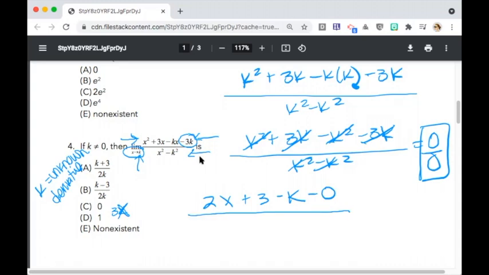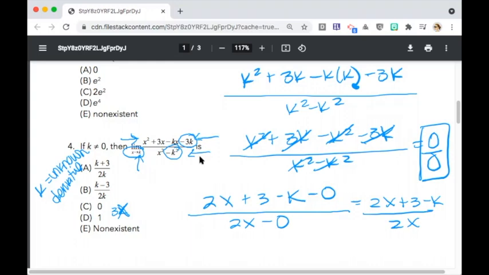And then take the derivative of the bottom. We're going to be left with 2x. And remember, this is also the derivative of another constant, so it goes away. So we're left with 2x plus 3 minus k all over 2x. So we're back to our limit. Now that we took L'Hopital's, let's plug back in the k.